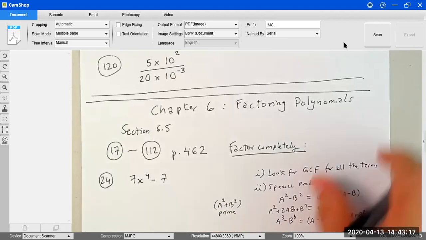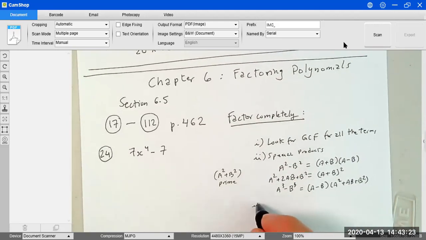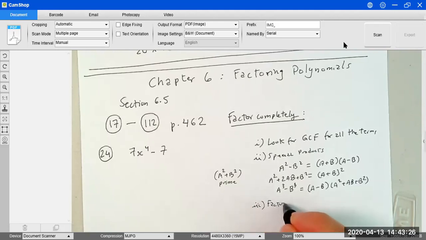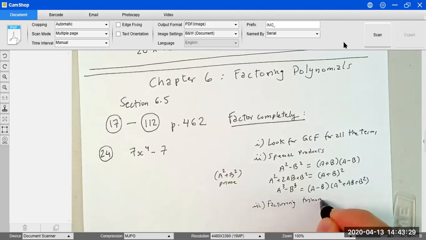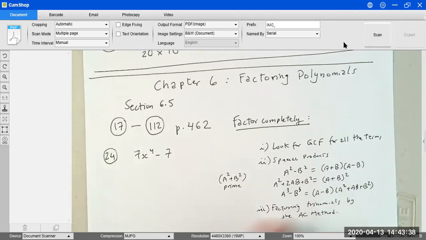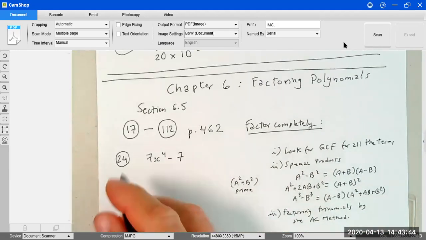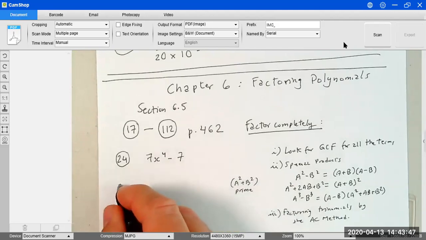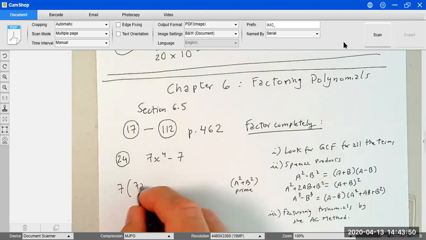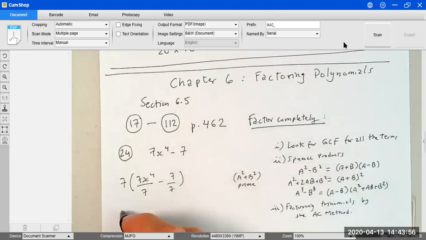Remember that. Once you have exhausted all these possible choices, then you're going to try factoring trinomials, by the AC method or any other method that you know. So we're going to start with this problem. I'm going to look for the greatest common factor first. So I can see here that I can factor 7 out of this expression. So I'm going to write my greatest common factor 7. And then I'm going to divide everything by the greatest common factor. So I'm going to get 7 times x to the 4 minus 1.